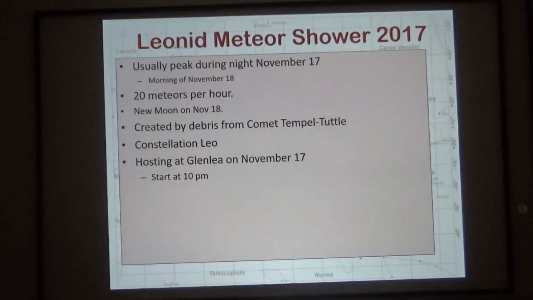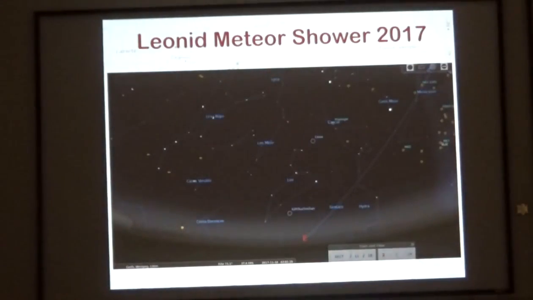The comet Tempel-Tuttle left the debris that causes this shower as it circled around the sun. Okay, and it radiates from the constellation of Leo. Again, I'll be hosting it at Leonid. I'll be there around 10 o'clock. So just to give you an idea about it.